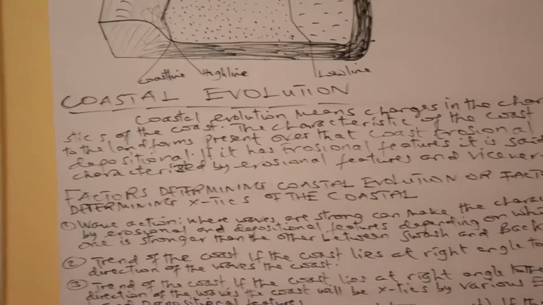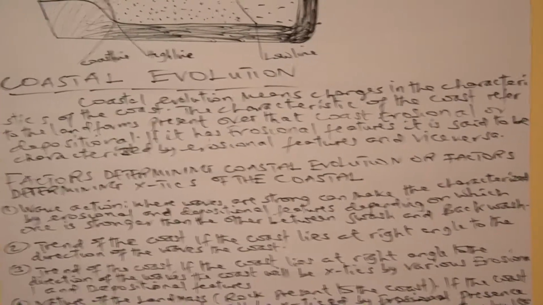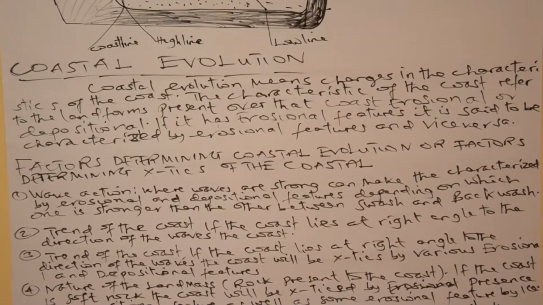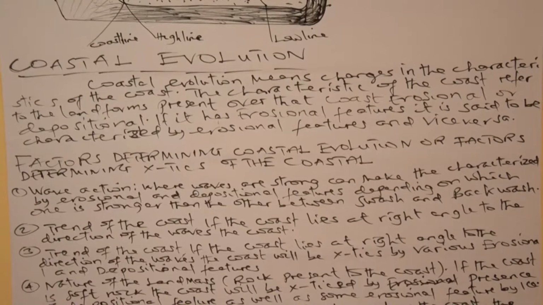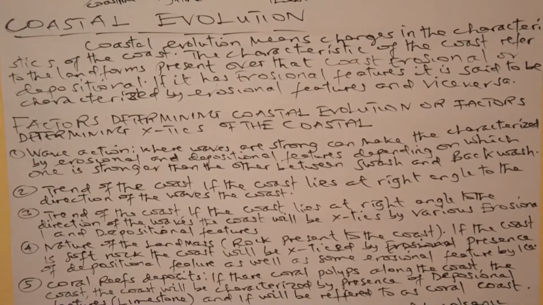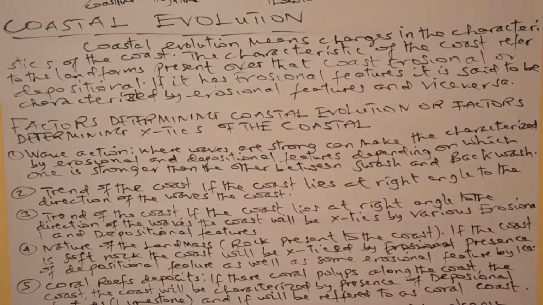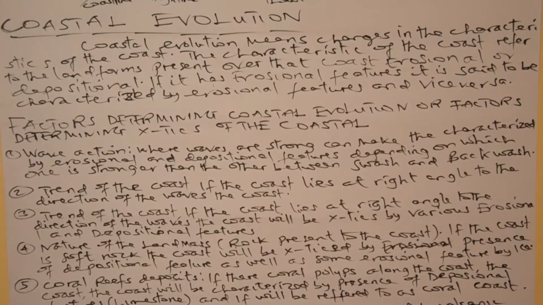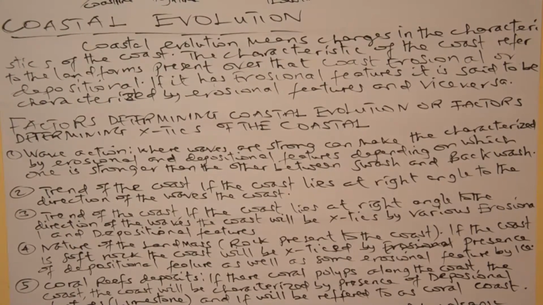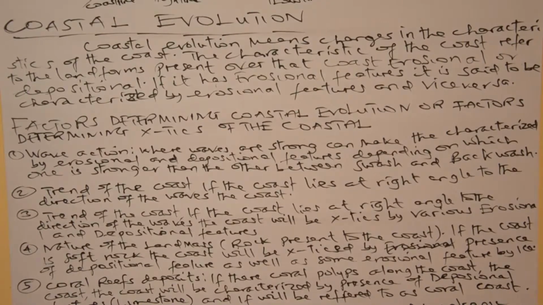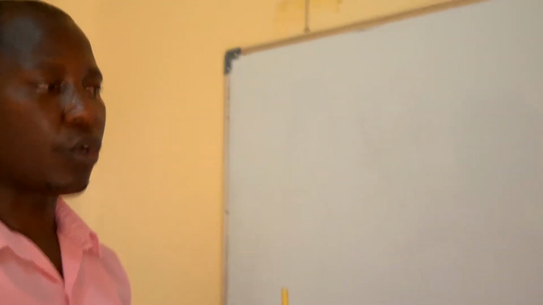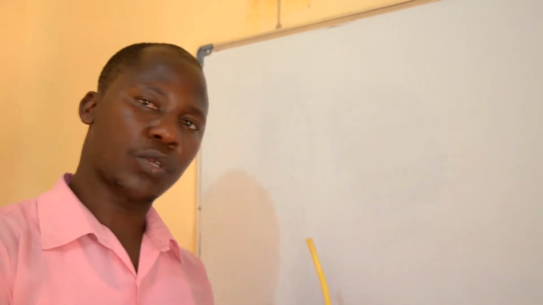Another factor is the trend of the coast. Another factor that can cause changes of the coast is the trend. Trend is the direction of wind action. Wherever the wind action is located to the northern parts, the swash or the waves will pass through to the northern parts, and whether it becomes depositional or erosive depends on which one is stronger, swash or backwash.